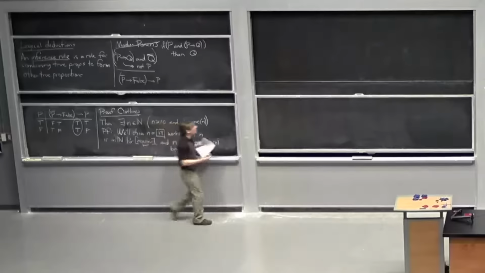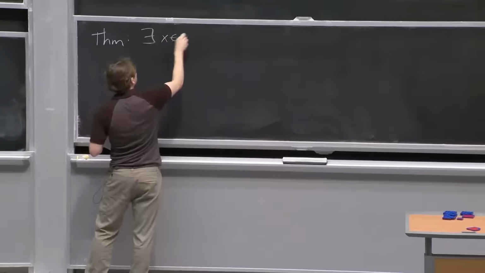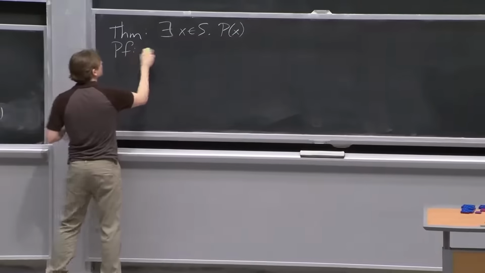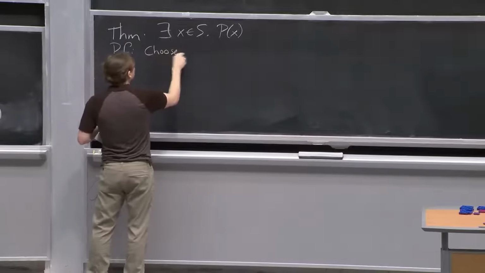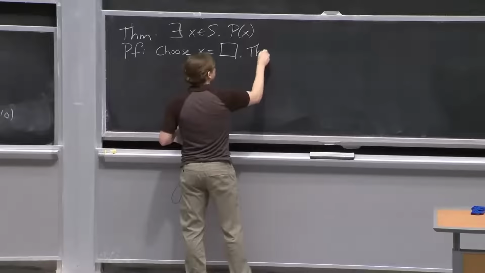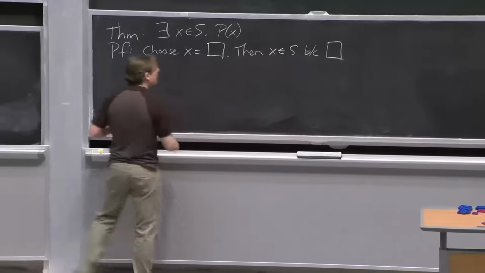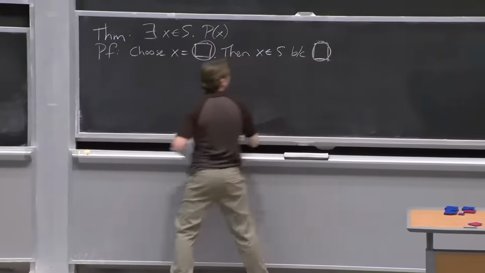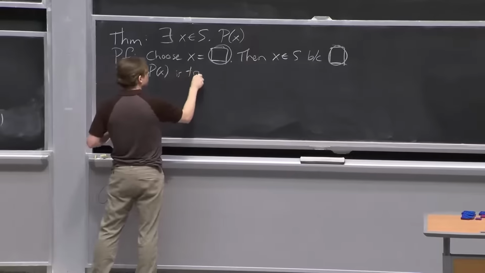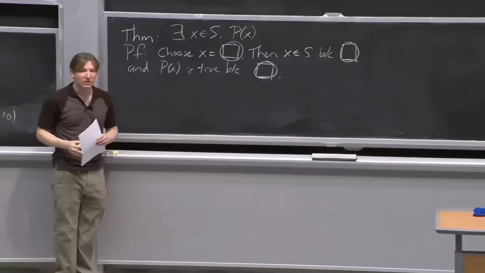All right. So more abstractly, if our theorem is there exists x in some set S such that p of x holds, then our proof can often look like: choose x equals some specific value that you have to put in. Then x is in S because big to-do there. These are our to-dos. And p of x is true because to-do. All right.